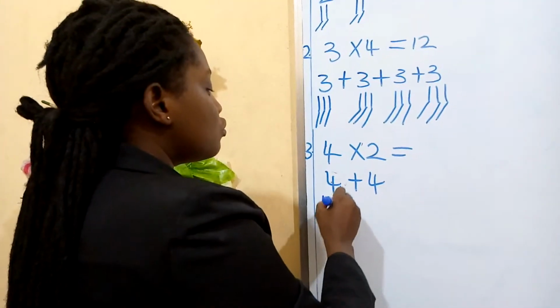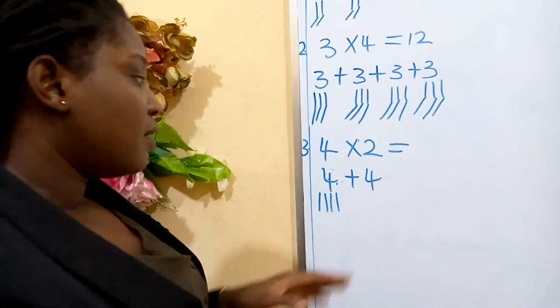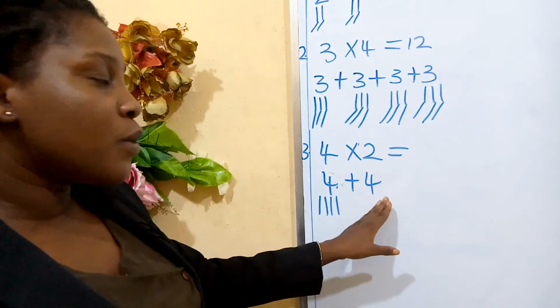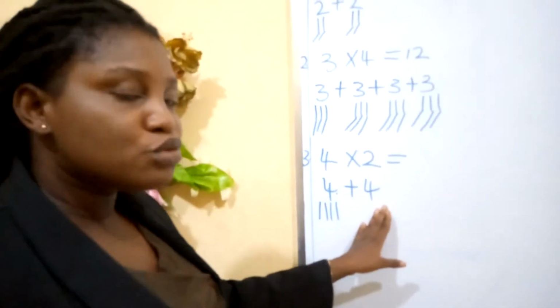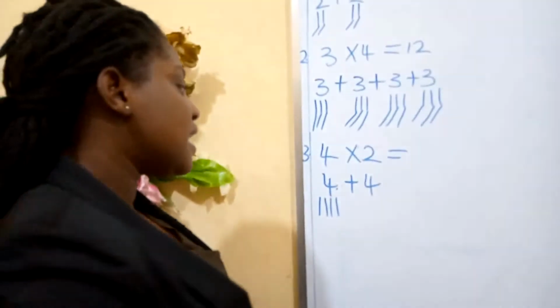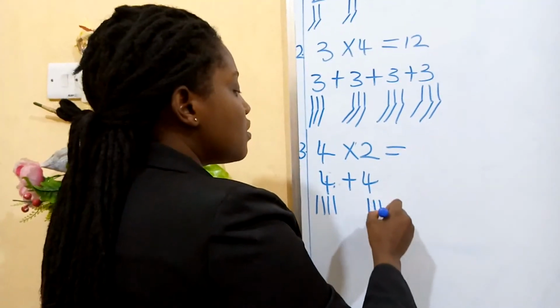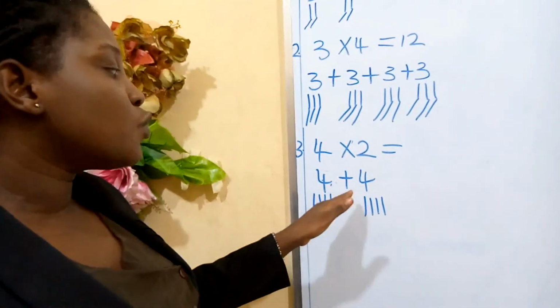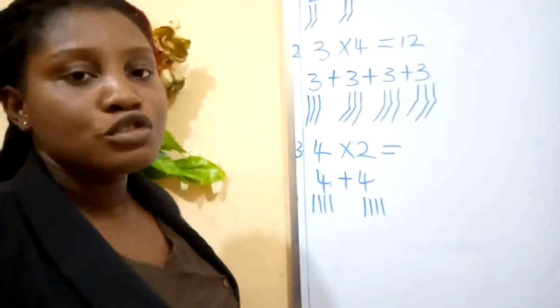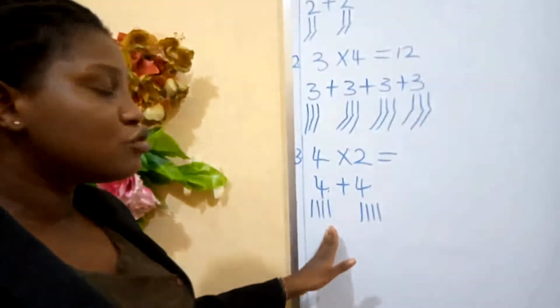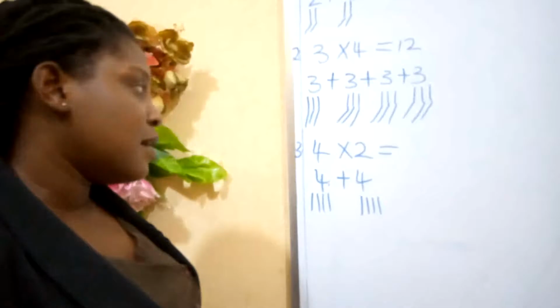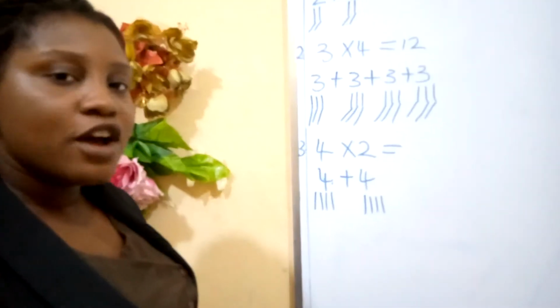1, 2, 3, 4. And we come over here, we have another 4. What will we do to the 4? We will count it. Let's count. 1, 2, 3, 4. So now, since we are adding, we add the strokes together. What will happen to these strokes? We add them together. Okay, so how many strokes are there on the board?